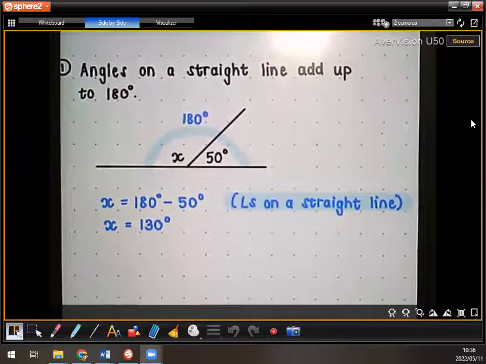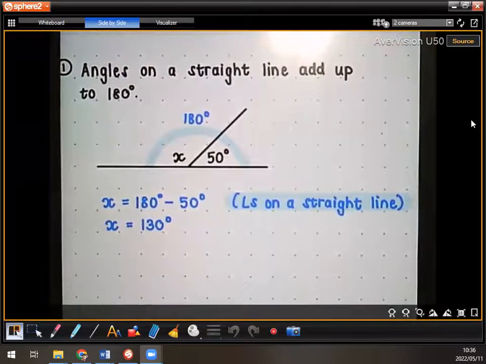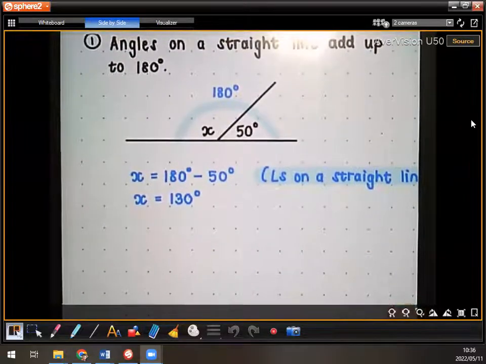Any questions on that? Yes? Sometimes they just give one mark for the answer, including the reason, but usually. Okay, are there any other questions on this first rule? Okay, the next one.